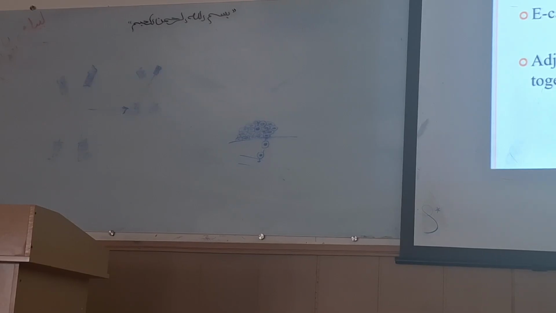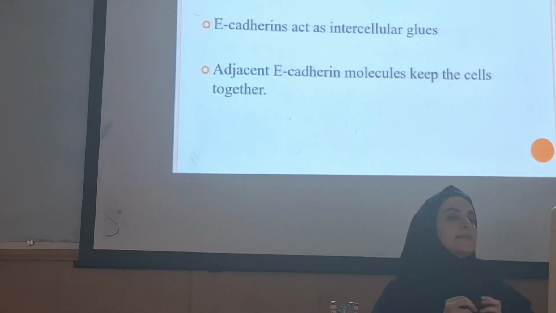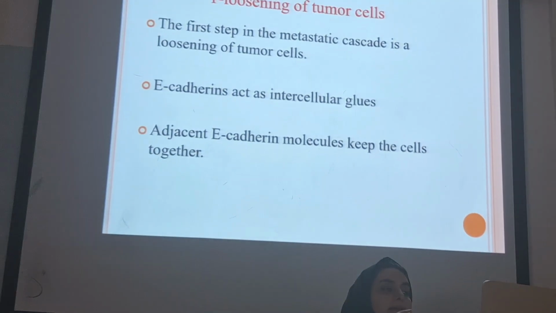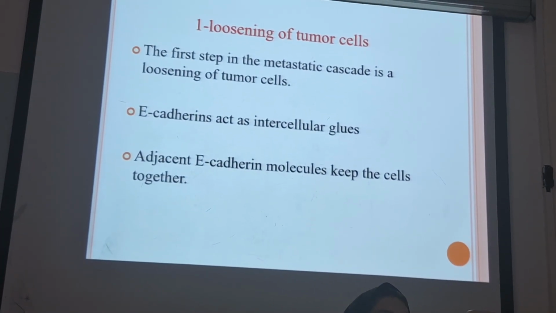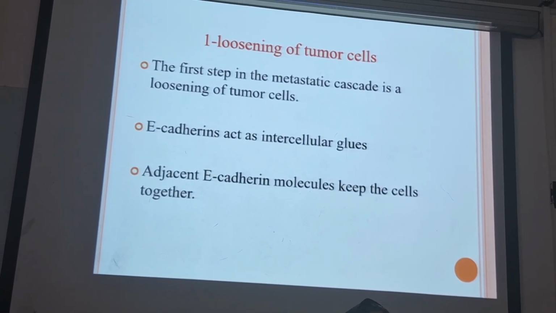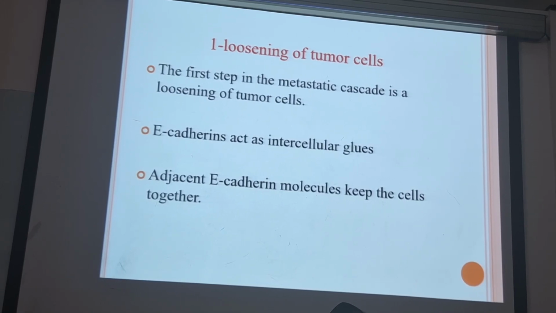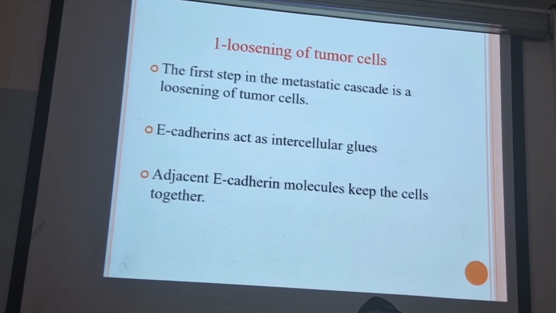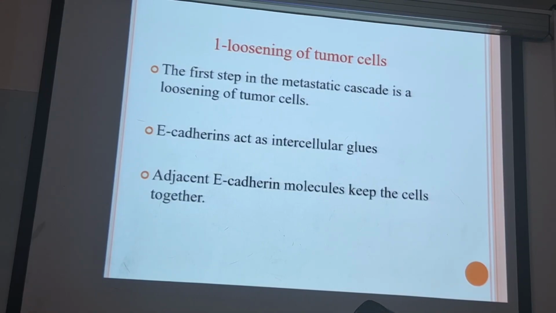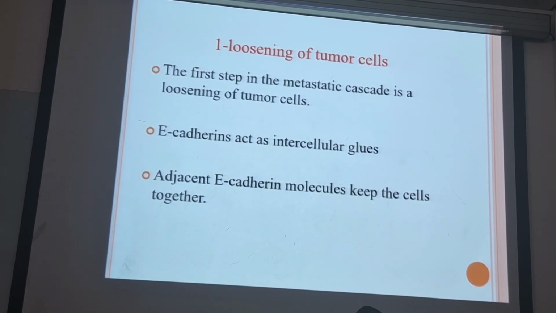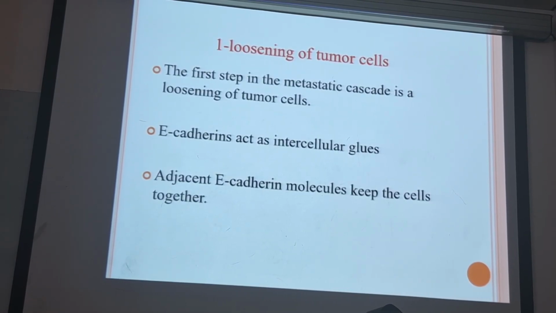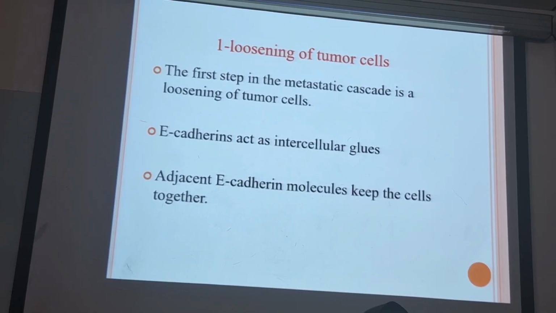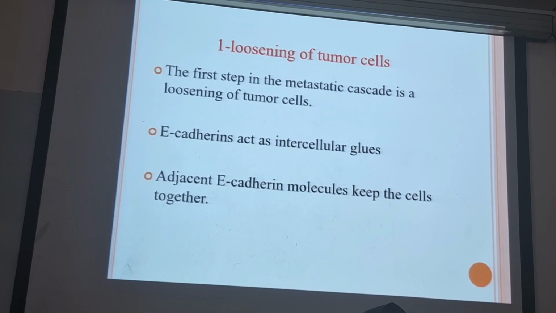At first, about loosening of tumoral cells. Loosening of tumoral cells is the first step in the metastatic cascade. The important protein and molecule in this step is E-cadherin. What is E-cadherin? Yes. This is like a glue, and in the epithelial cells, it can keep the cells together.